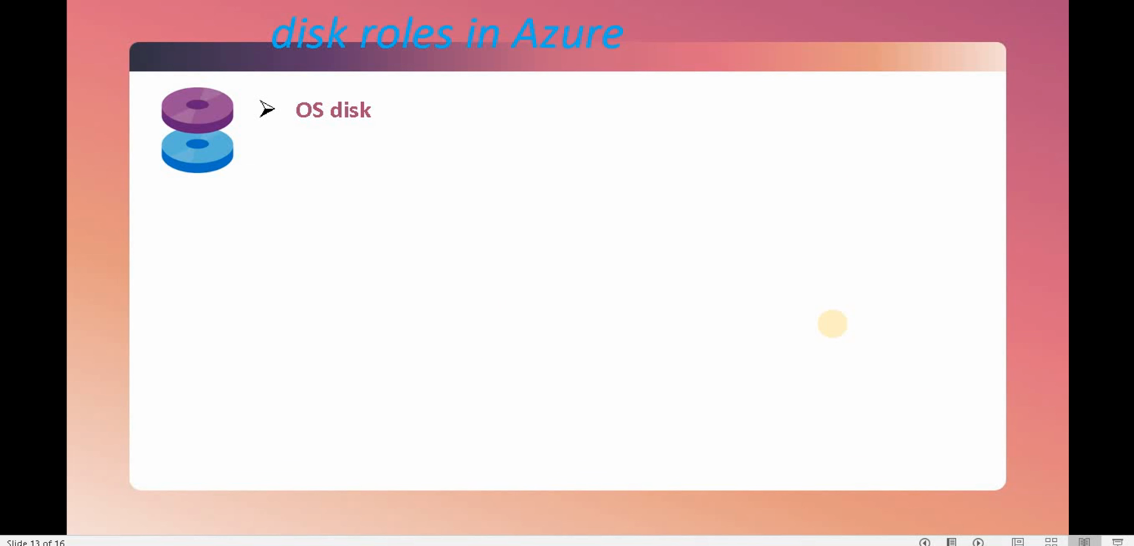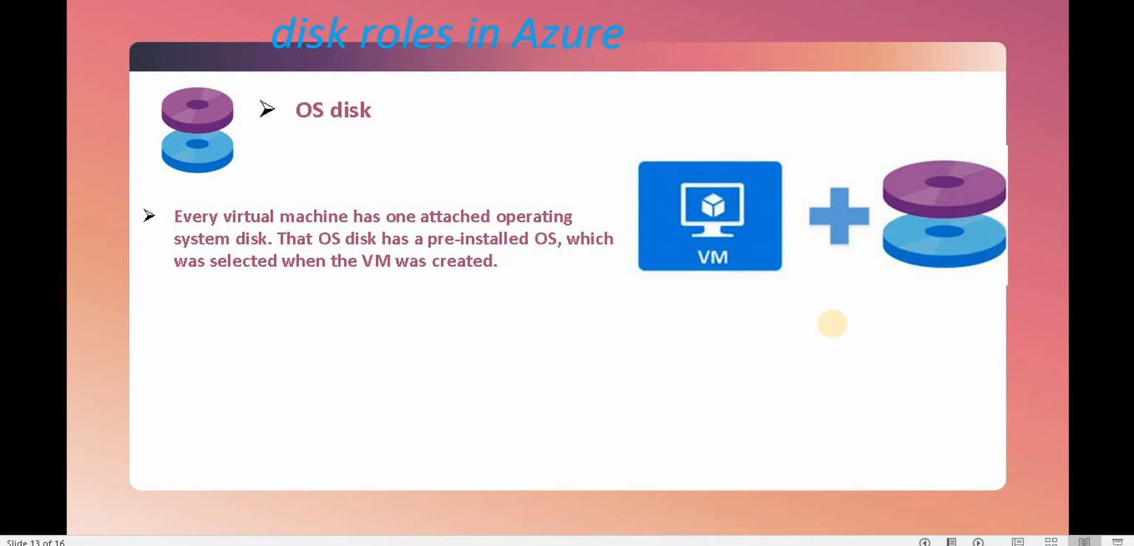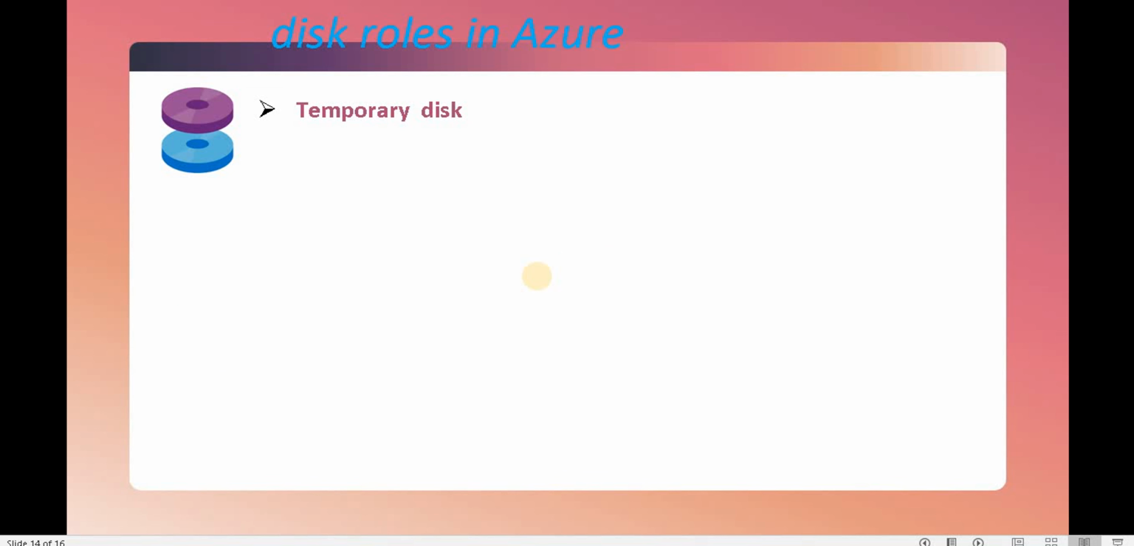Now next is the OS disk. Every virtual machine has one attached operating system disk. That OS disk has a pre-installed OS which was selected when the VM was created. These disks contain the boot volume. The max capacity of an OS disk is 4 terabytes.